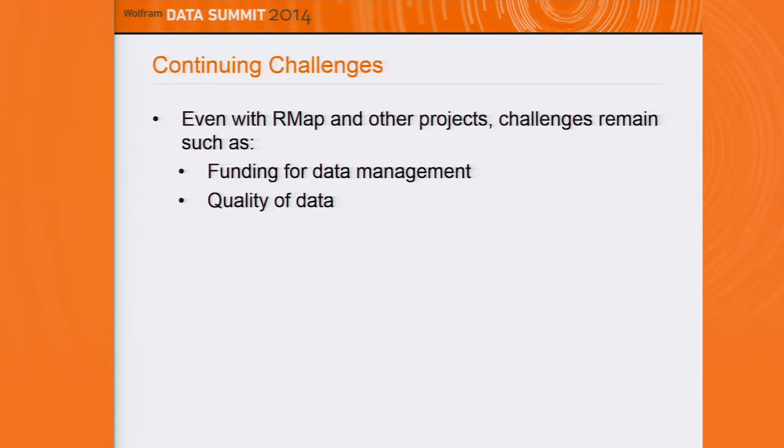Even with the wonderful prospects of RMAP, there will be some continuing challenges. Funding for data management is always a challenge. Also, quality of data, if various data sets are going to be mapped to the publication, how do we know that the quality is good? And also confidentiality. Again, some institutions, if it's involving human subjects and all, there could be restrictions and issues on how that data is shared.